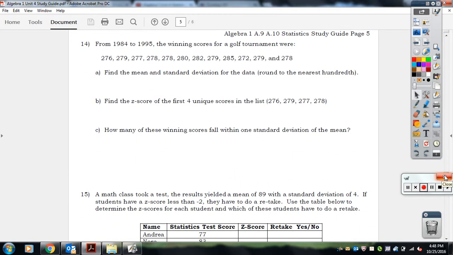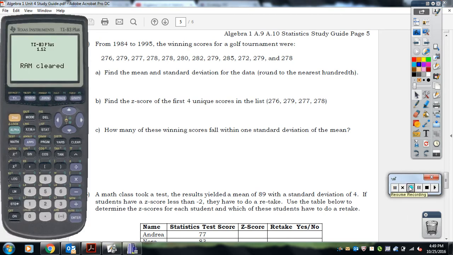Number 14. From 1984 to 1995, the winning scores for a golf tournament were as follows. Find the average and standard deviation for the data, rounded to the nearest hundredth. I am not going to put them all in and do all that work by hand, so I'm going to use my trusty calculator. And I'm going to plug all of these in.